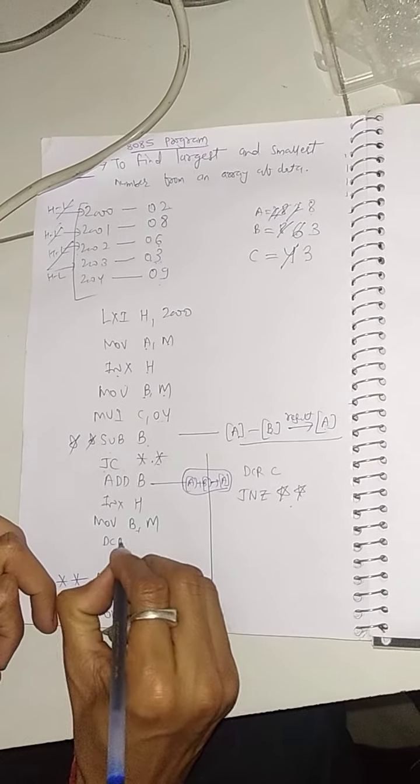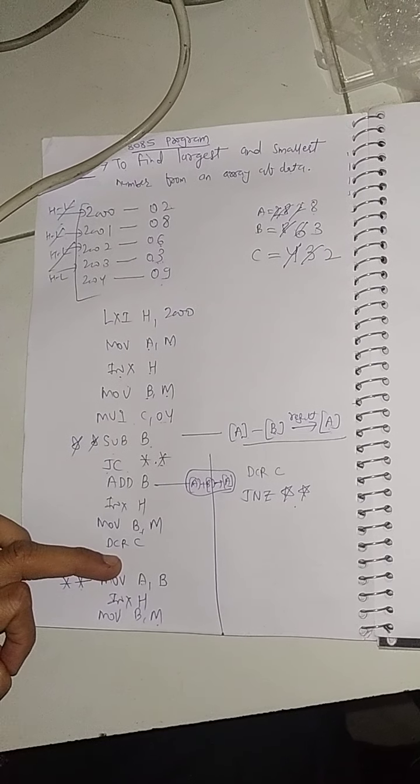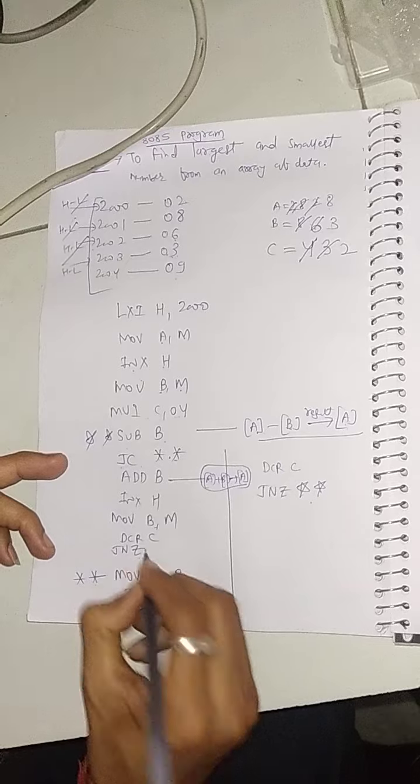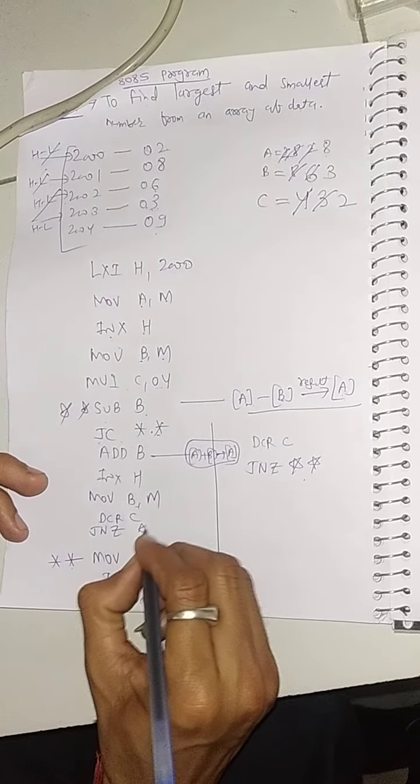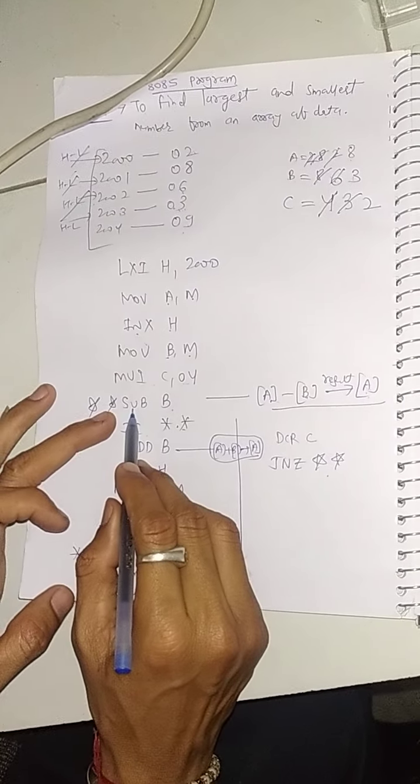Then DCR C, so decrement C by 1. So C is now 2. Jump if not 0. If it is not 0, jump again to double star. So because it is not 0, jump again to double star.